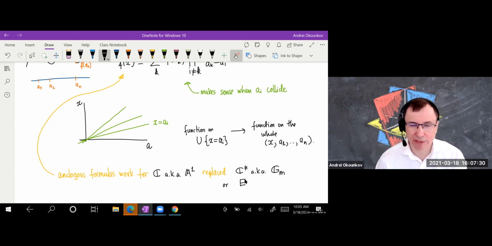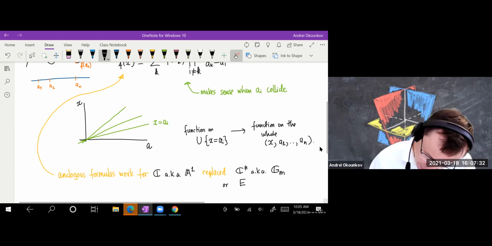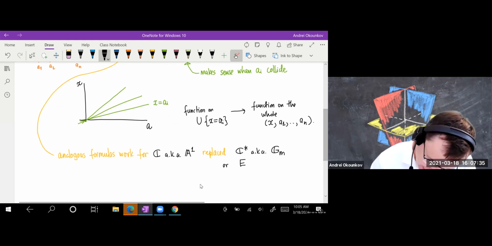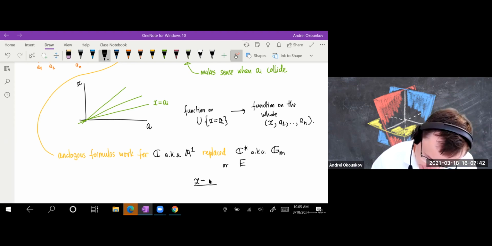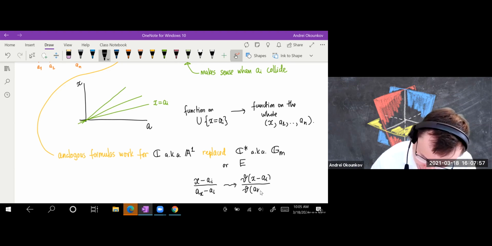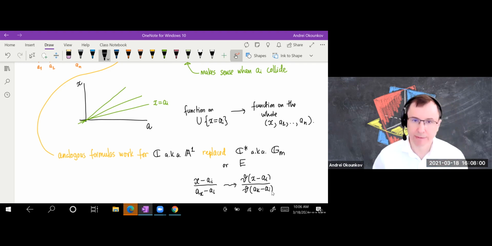So the typical expression with the elliptic curve is that instead of having a term x minus ai over ak minus ai, what you should do is take the theta function of x minus ai over the theta function of ak minus ai. So this is the basic structure of the formula.